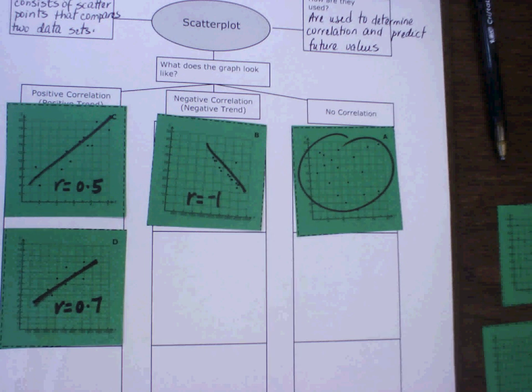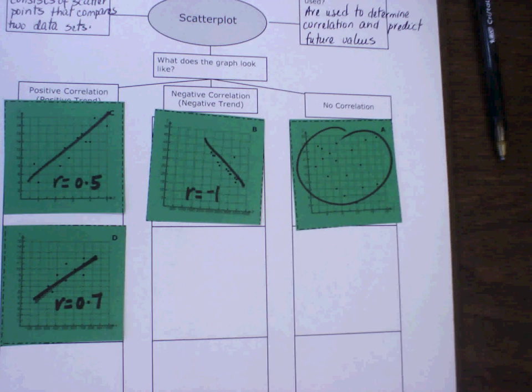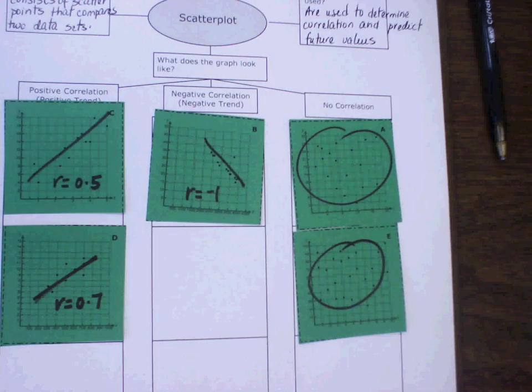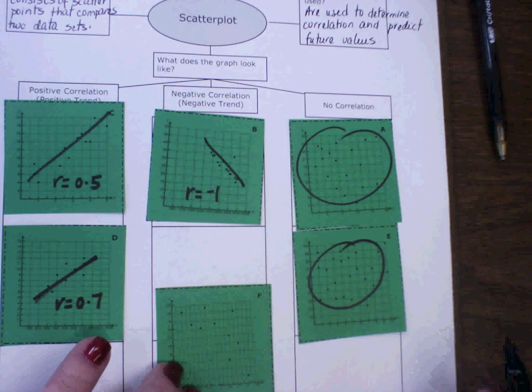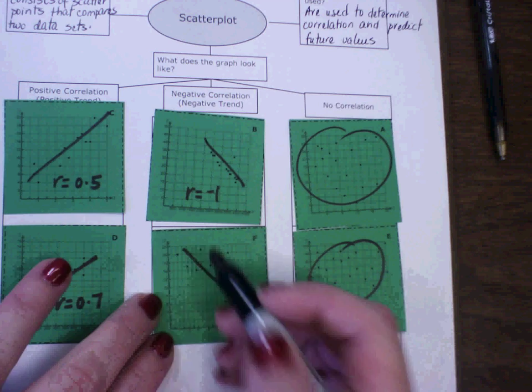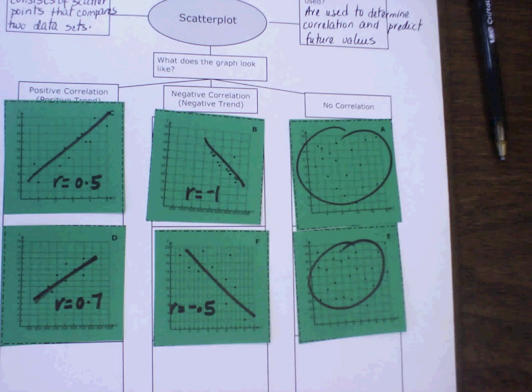Or closer to 1, right? You can say R equals 1. It's closer to 1 than it is to positive point 0.5. All right, what about E? Most definitely no correlation. It's all over the place. What about F? Negative, and it's definitely not equal to -1, right? It's definitely closer to point 0.5.